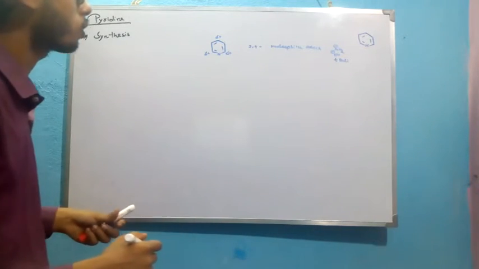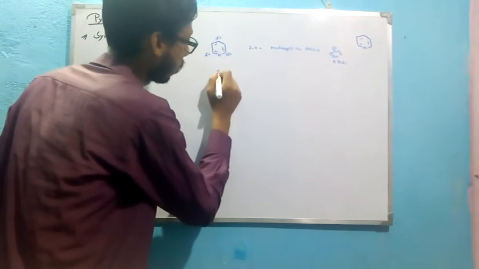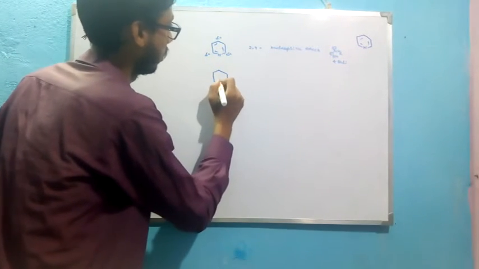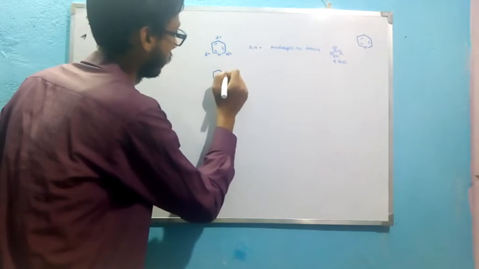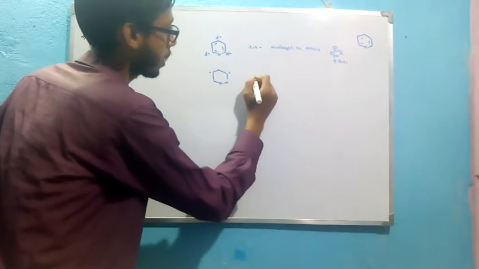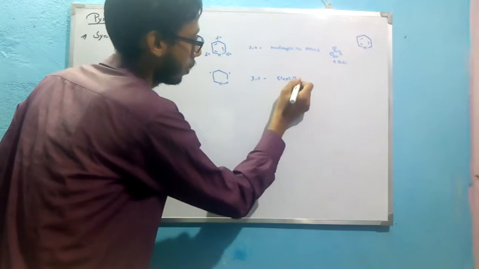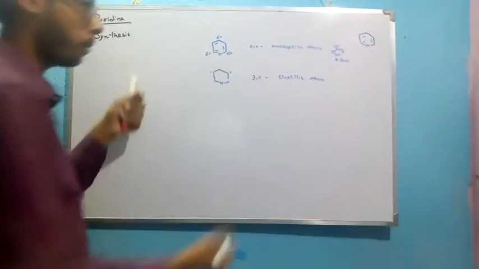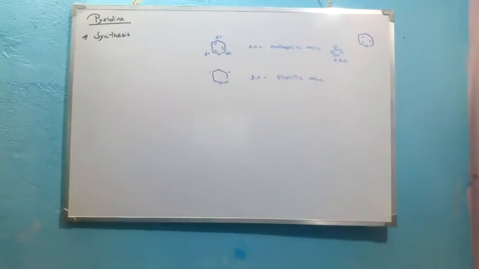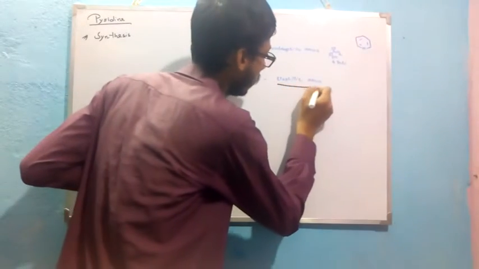So for the electrophilic reaction, as you can consider from that portion, it occurs at the 3 and the 5 position. So electrophilic substitution occurs at the 3 and 5 position of the pyridine. This is based on the resonance theory as well as the electron density of the compound.